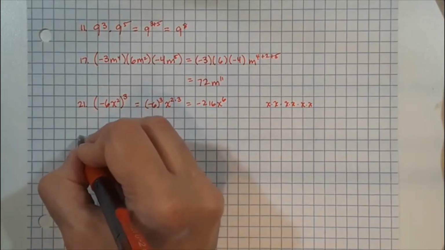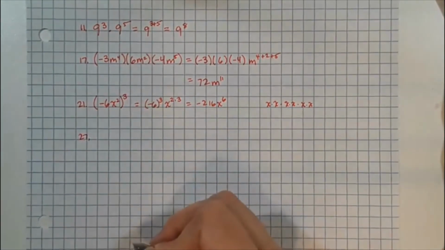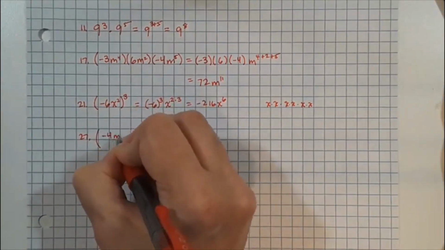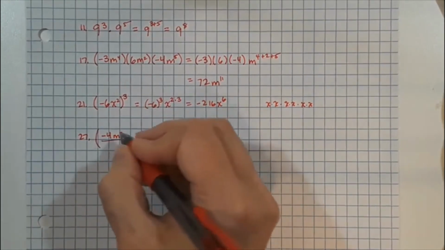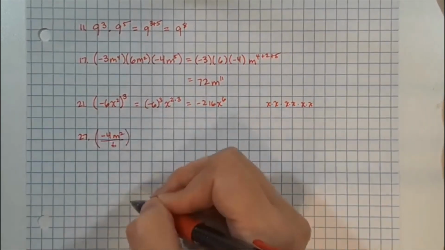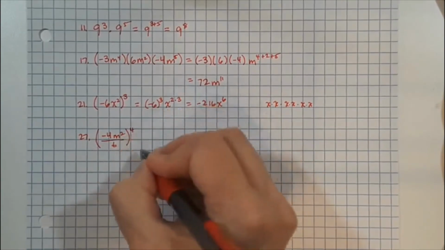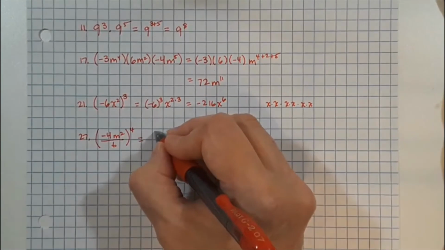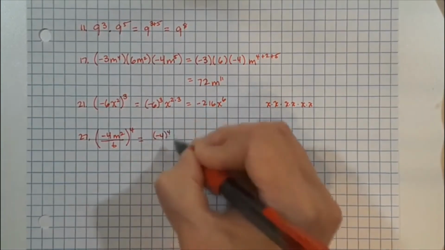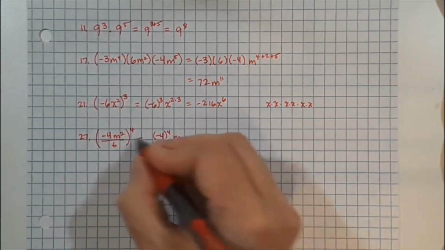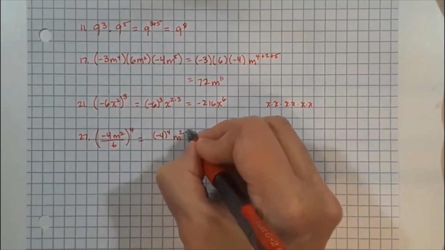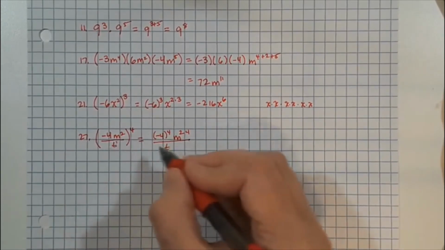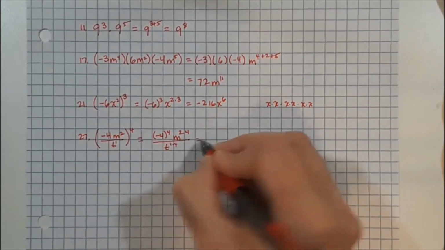Okay, number 28 is a problem that's similar to that. So I've got here negative 4m squared divided by t, and I'm going to raise the whole thing to the 4th power. So again, I have to apply this 4 to everything inside. So I've got a negative 4 to the 4th power. My m, I'm going to do 2 times 4. And then my t has an understood exponent of 1, so this will be 1 times 4.